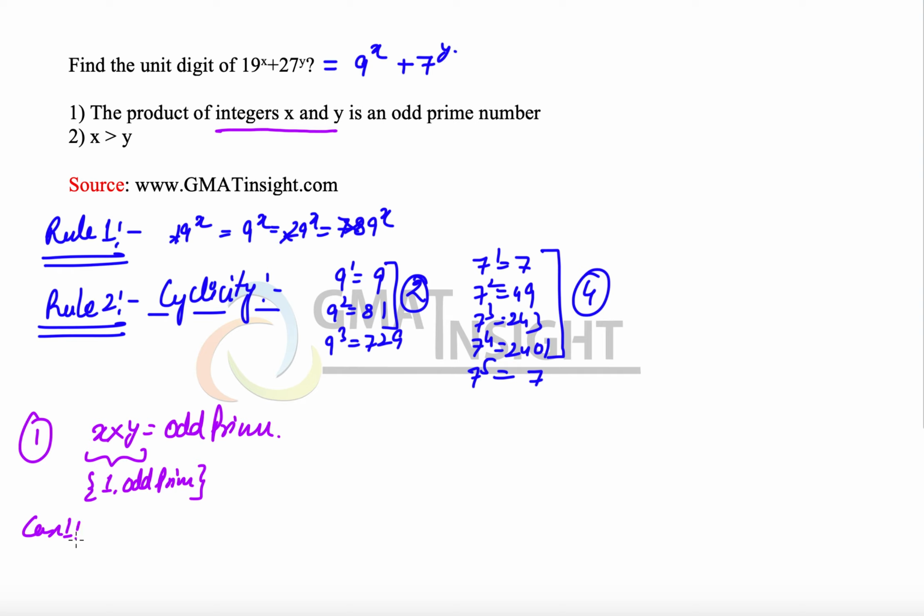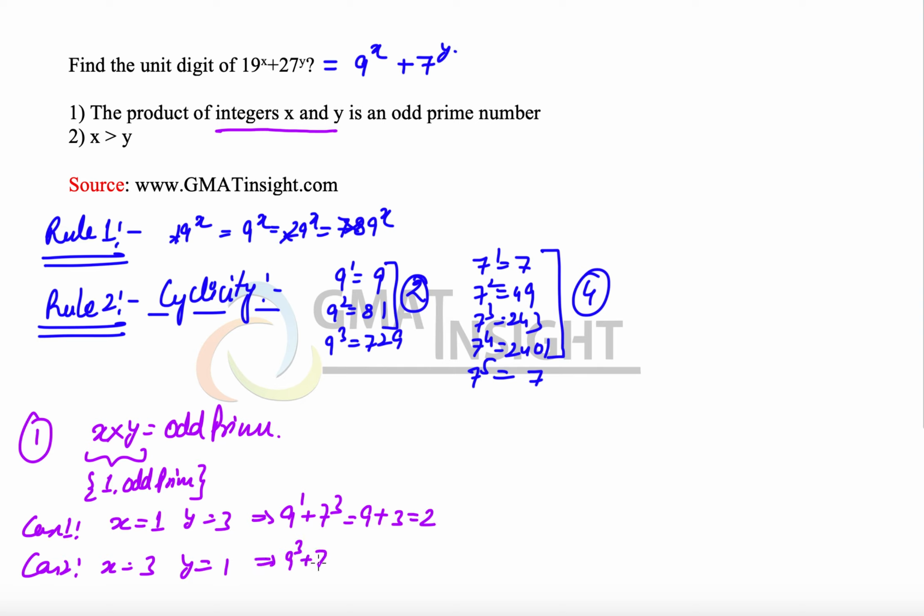So there are various possibilities. For example, case number 1 where x is equal to 1 and y is equal to 3. Another possibility, case number 2, where x is equal to 3 and y is equal to 1. In the first case, 9 to the power 1 plus 7 to the power 3 will have the unit digit 9 plus 3, that is 2. In the second case, 9 to the power 3 plus 7 to the power 1 will have unit digit 9 plus 7, that is 6. Different answers, therefore the first statement is definitely not sufficient. Out of the 5 choices, we can eliminate option A and option D.